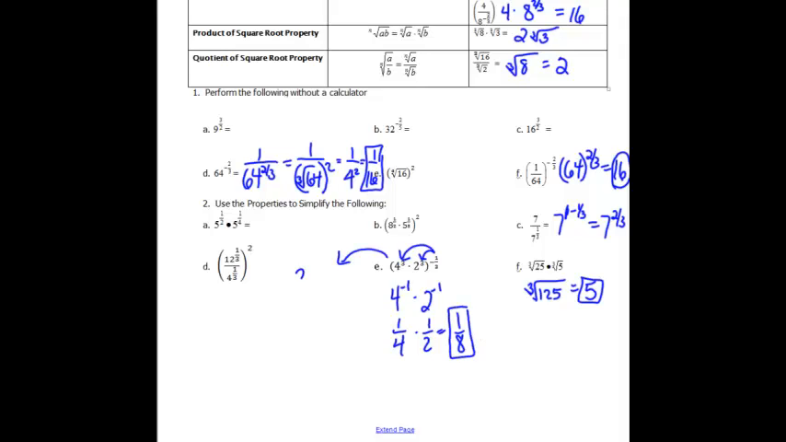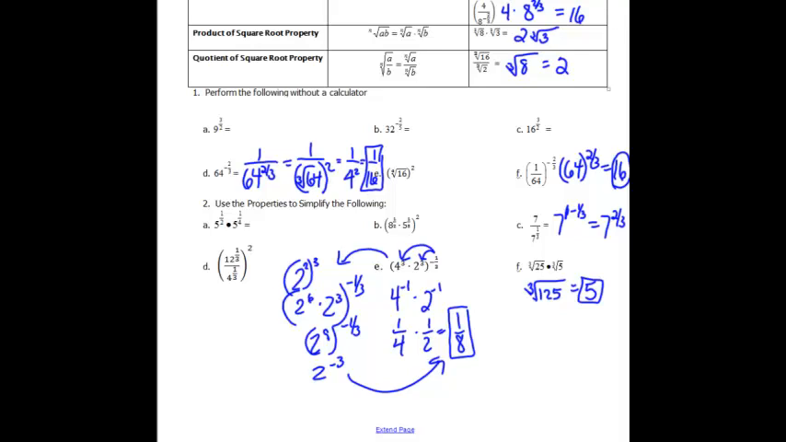I could change that to make them like bases. So that's 2 squared to the 3rd, which is the same as 2 to the 6th, times 2 to the 3rd to the negative 1/3. So that's 2 to the 9th to the negative 1/3. So it's 2 to the negative 3, which is also 1/8. So either way you do that, it works out.